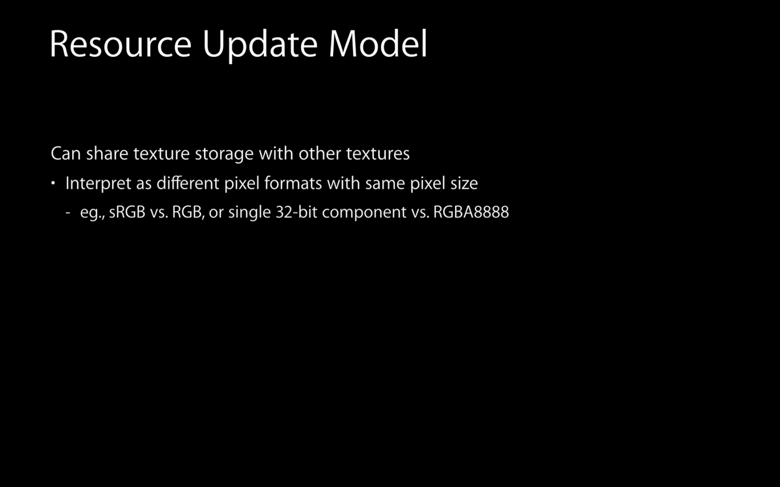Now, one other thing you can do with resources and textures in particular is you can actually share the underlying storage across multiple textures and reinterpret the pixel data differently in each one. So, for instance, if you have a texture that is using a single 32-bit integer pixel format, you can have another texture which is using a 4-component RGBA8 pixel format, and they can actually be pointing at the same underlying storage because the pixel size is the same between the two.